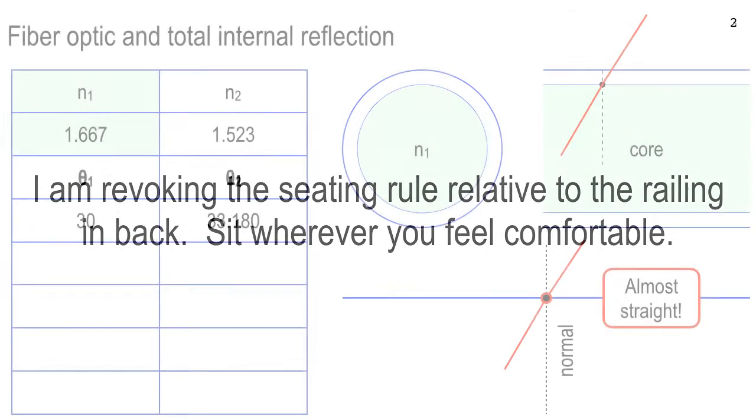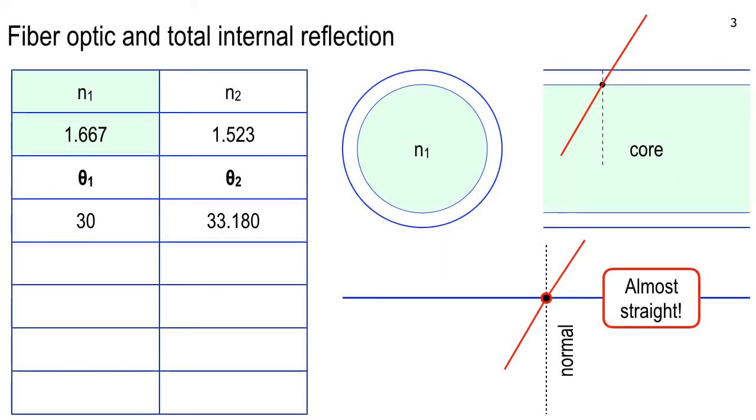I want to talk about total internal reflection. If you have two substances for which the index of refraction N is fairly close together, you can, and actually they don't have to be close together, you can experience or observe something called total internal reflection.